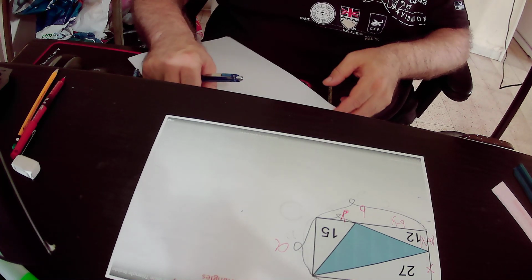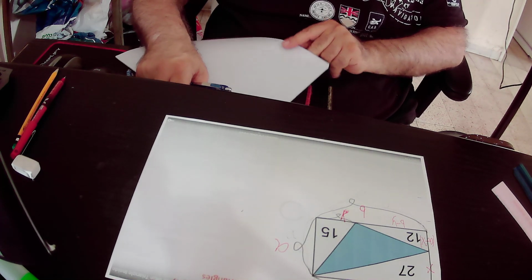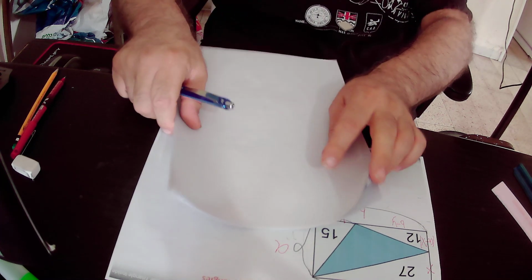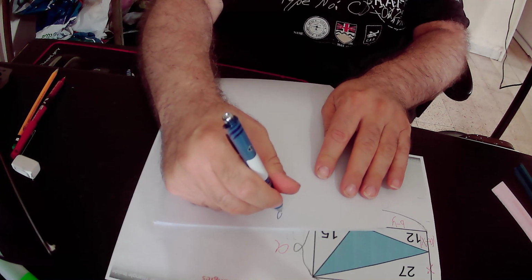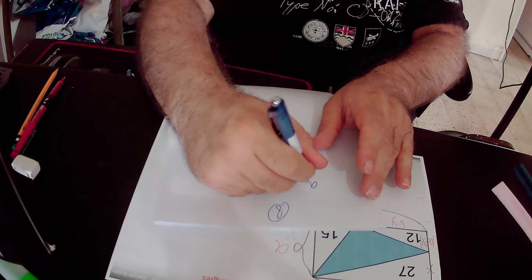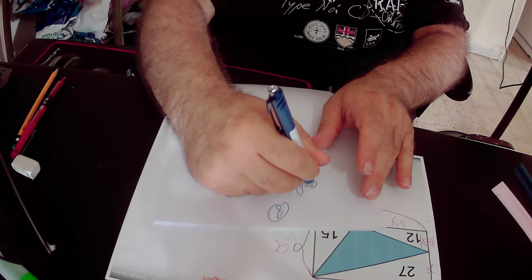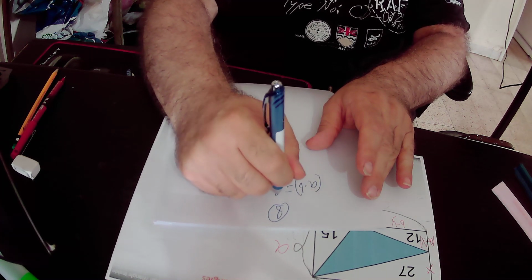So the only answer that is left is that the area of the rectangle, to say A times B, equals 90 units. Okay?